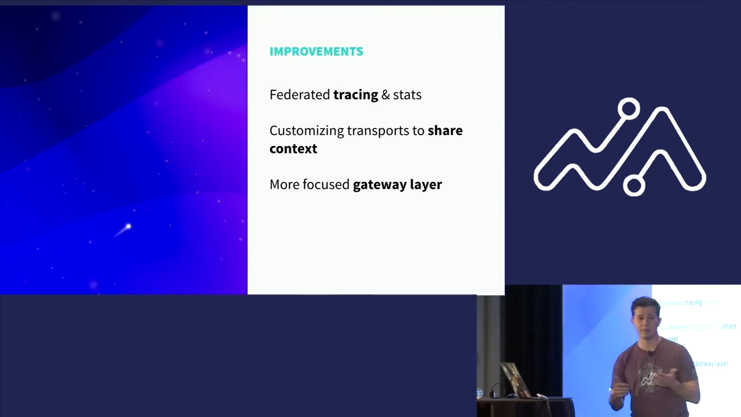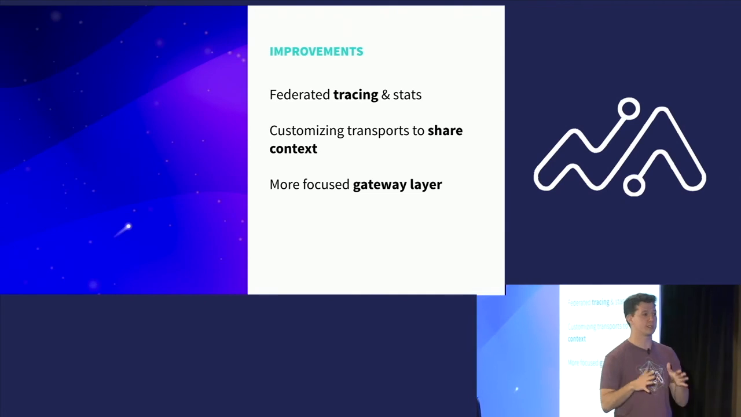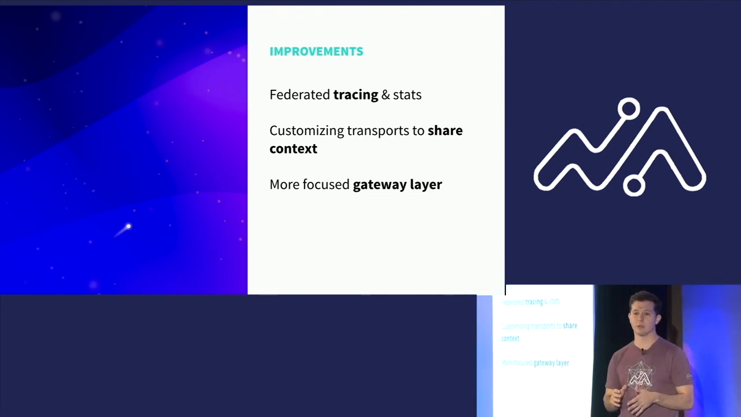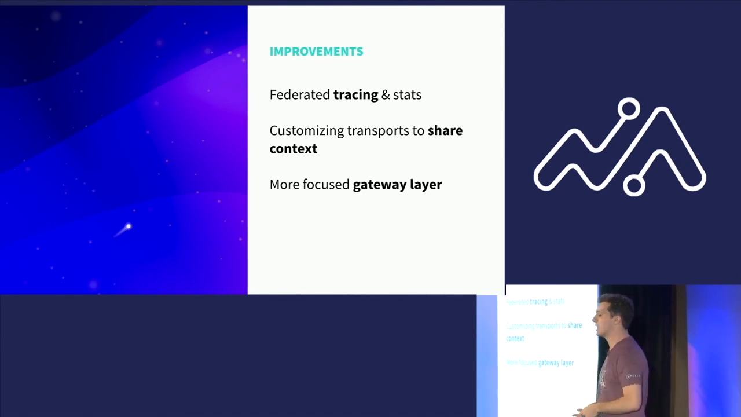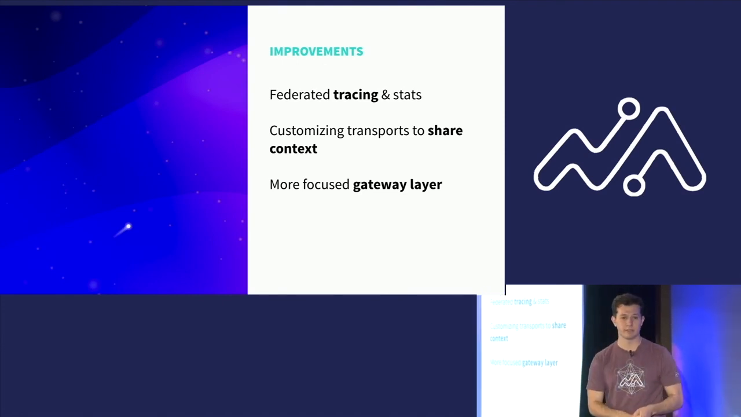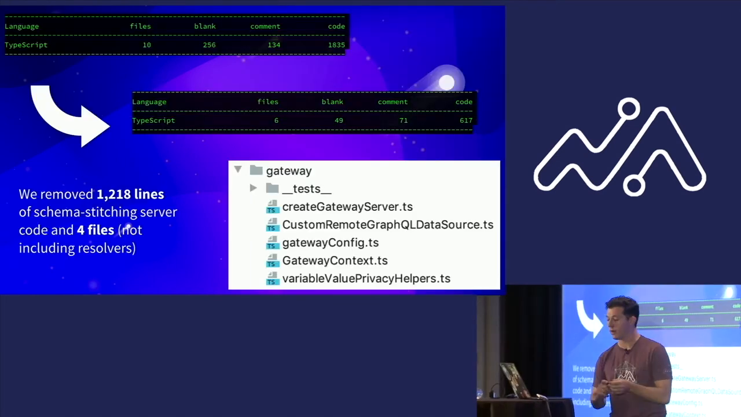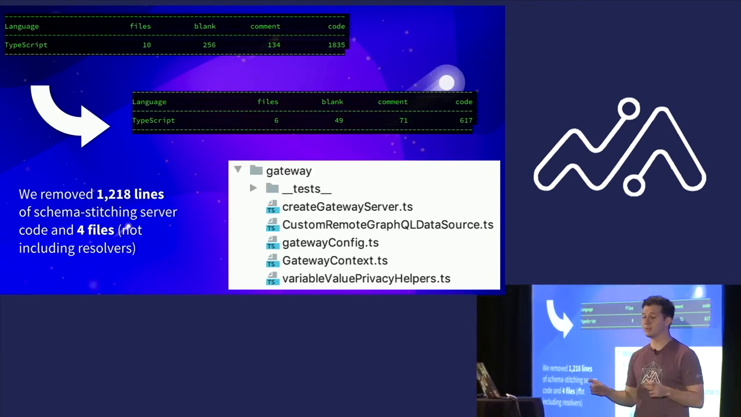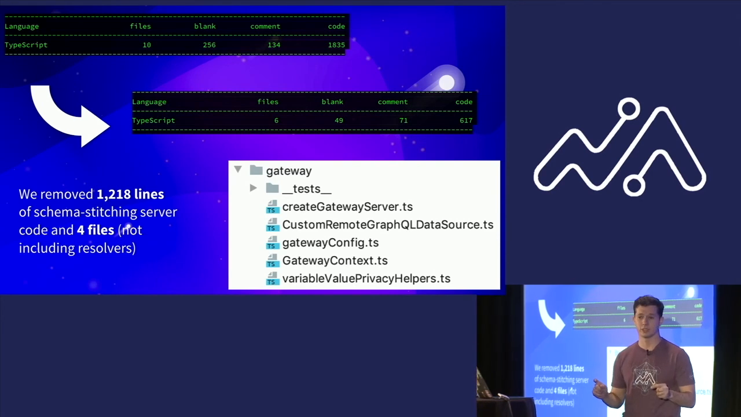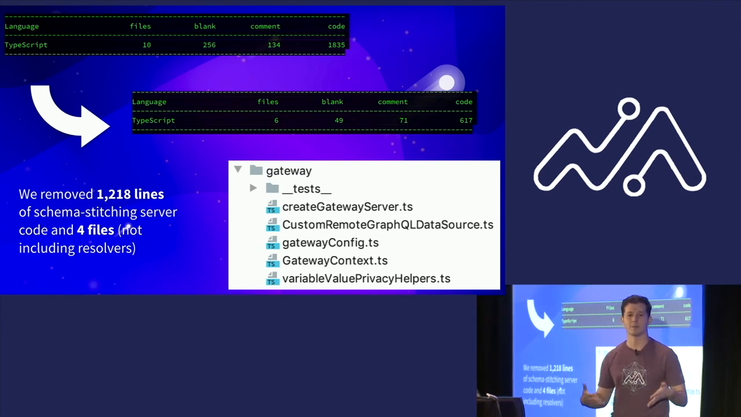And lastly, I mentioned this before, having just a much more focused gateway layer. The gateway is responsible for planning queries and sending transports. It's not responsible for managing dynamic configuration. It's not responsible for implementing business logic. This actually allowed us to remove more than 1,200 lines of TypeScript, and that's not even including all of the resolvers. That's just stuff to set up stitching in the first place.